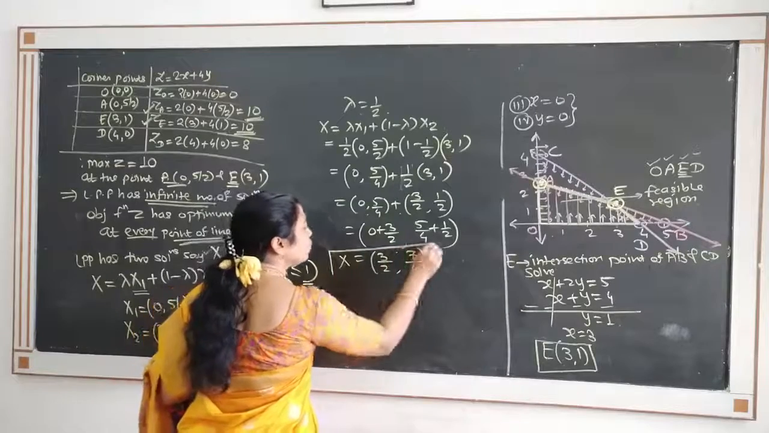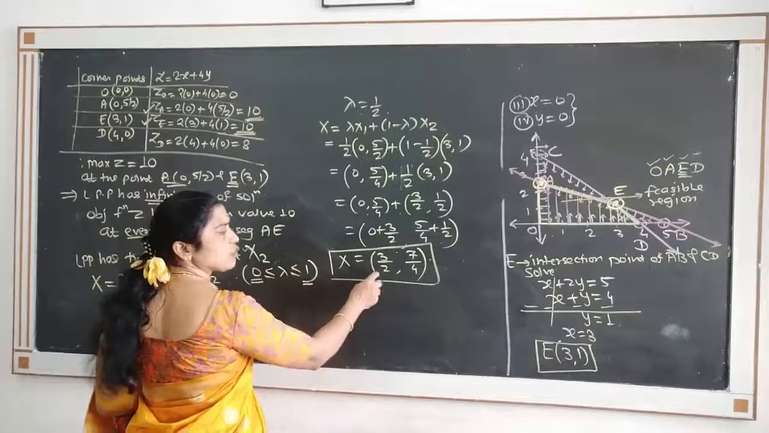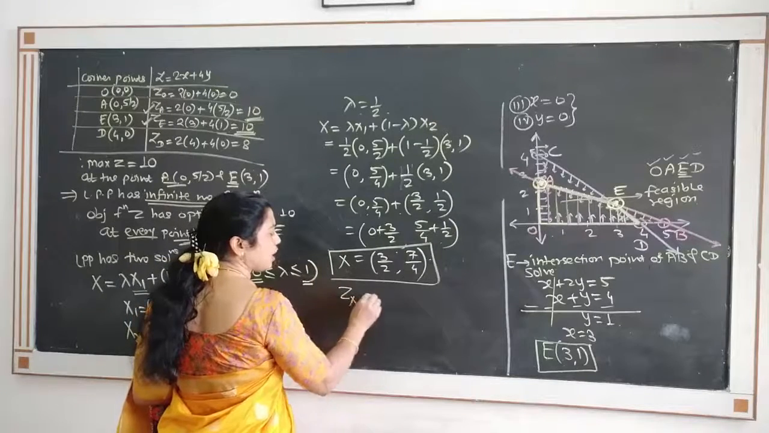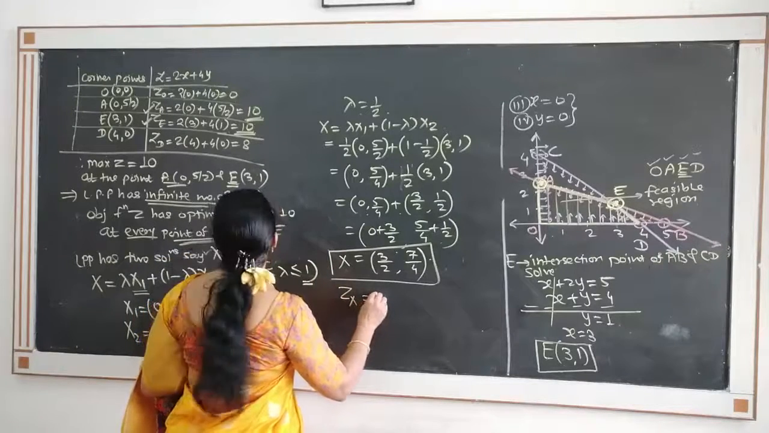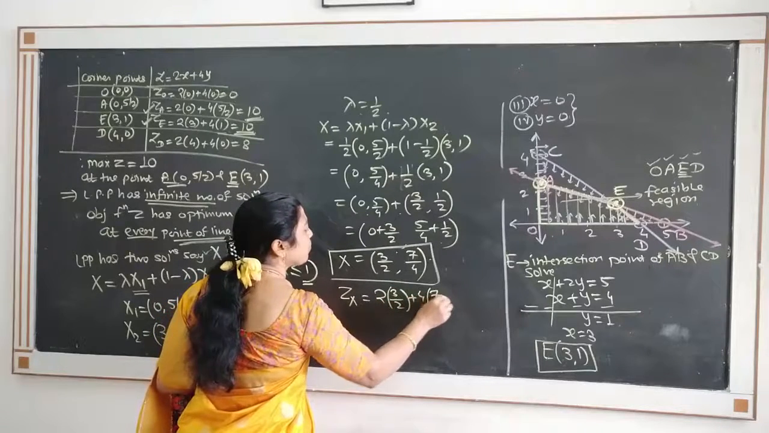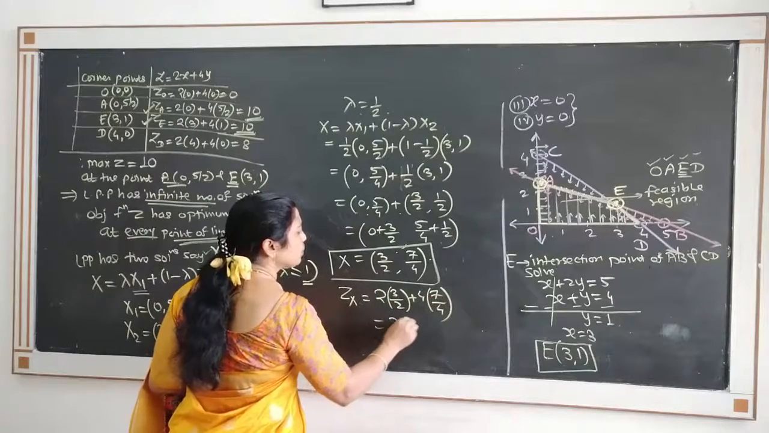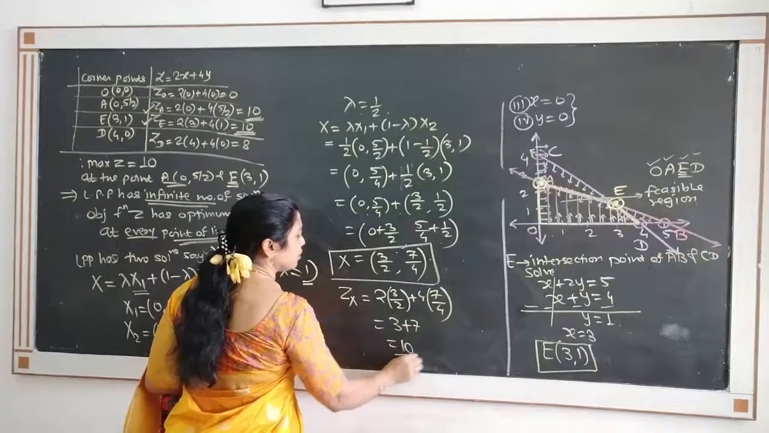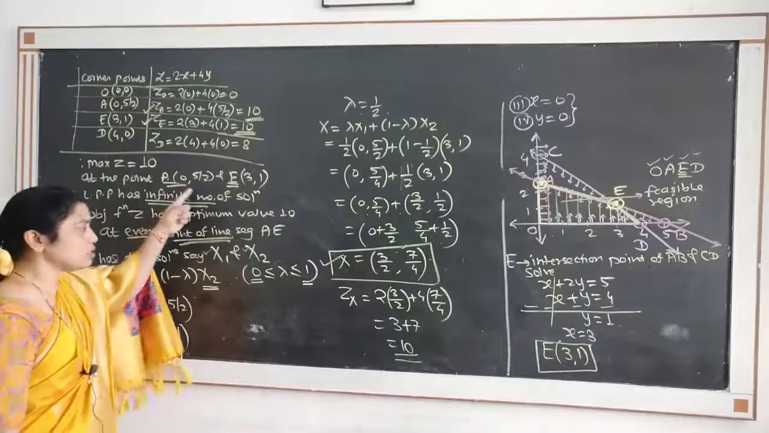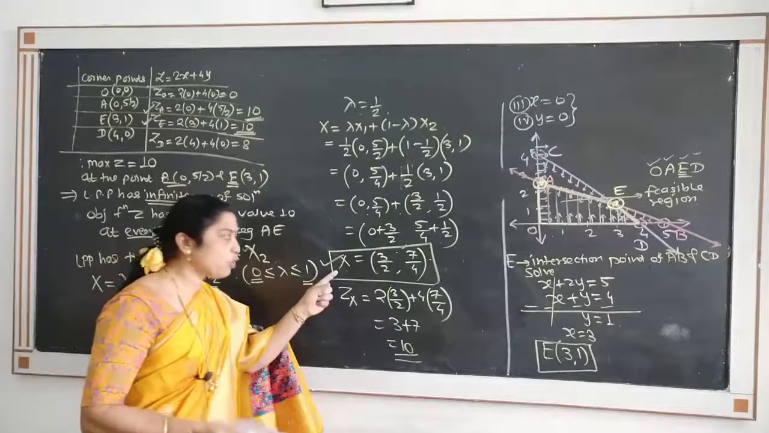So this is the third solution, x. If you check the value of Z at this solution x, see what we get. It is 2 into 3/2 plus 4 into 7/4. It again comes to be 3 plus 7, that is 10. So see, this is the third solution. So once we get two solutions, we are able to find more than that.